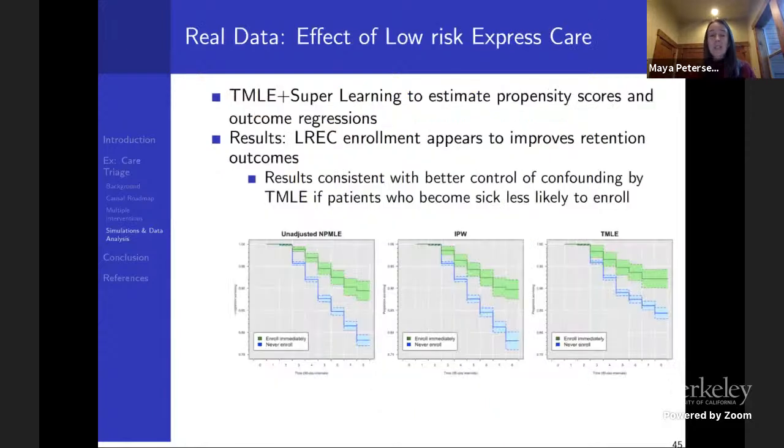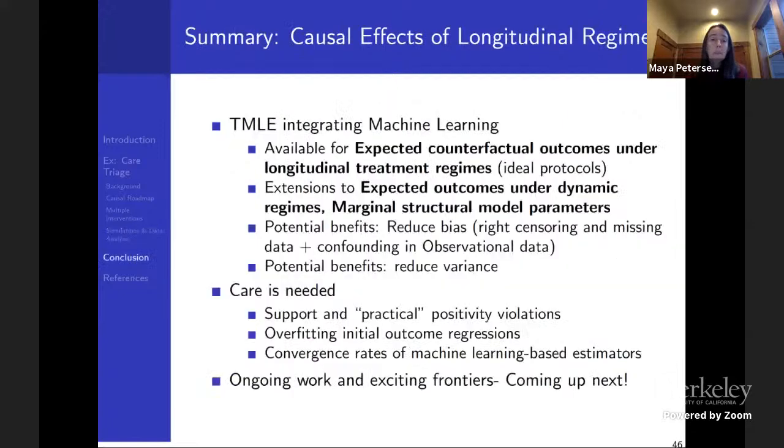And then finally, what did the data analysis look like? So here, of course, it's a real example, so we don't know the truth. But in this example, we would expect that in the unadjusted estimator, patients that never enroll are generally the sicker patients. And so if we adjust effectively for that at both baseline and over time, it should shift this bottom blue survival curve up. And indeed, that's what we see when we implement this TMLE estimator. So it's at least consistent with better control for confounding. It's true that patients who become sick are less likely to enroll as we expect.